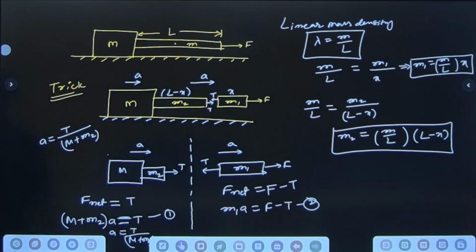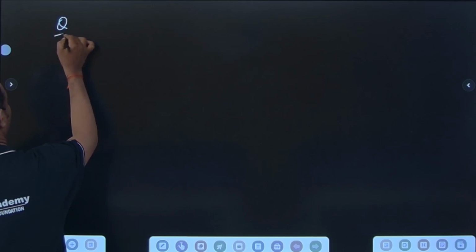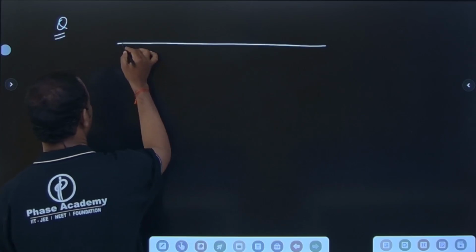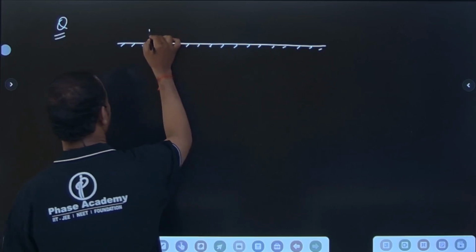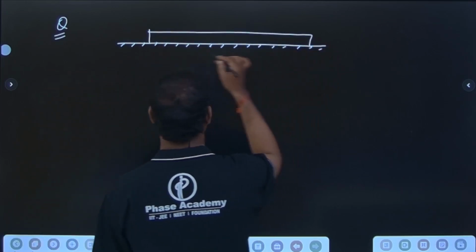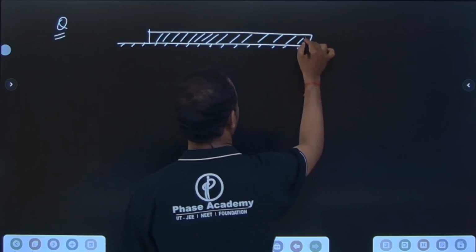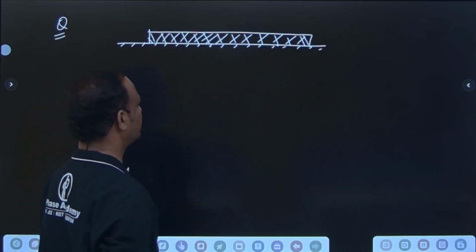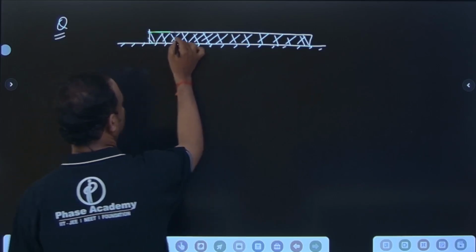Now I'm taking an example. Just for example, one question. Draw this, the horizontal surface. On the horizontal surface, a rope is kept. Let its mass be 2 kg, you can take it. Here is the rope.